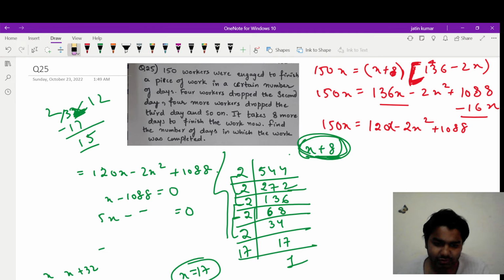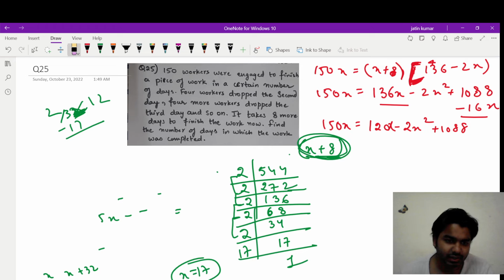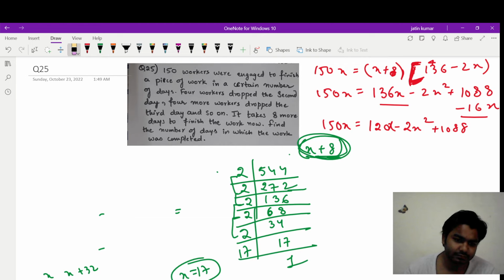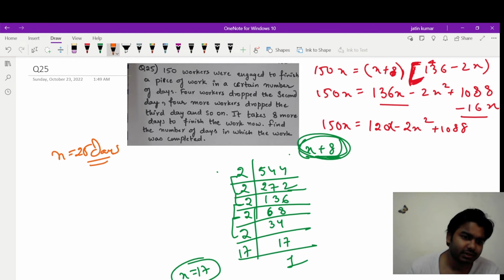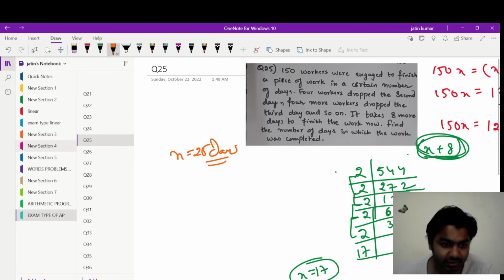so the final answer is 25. So they are taking 25 days now, okay, so 25 is our answer, so n is equal to 25 days. Now we are left with 11 more questions, 11 questions to do now.